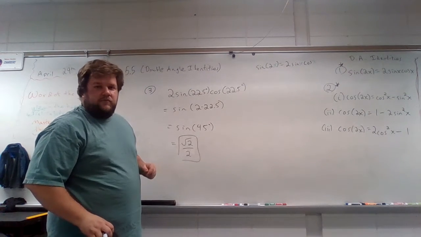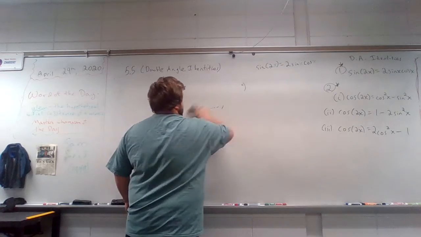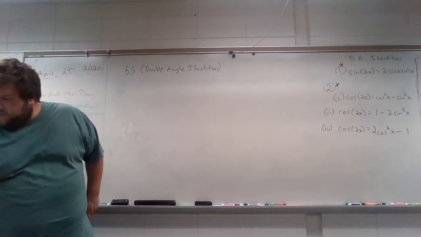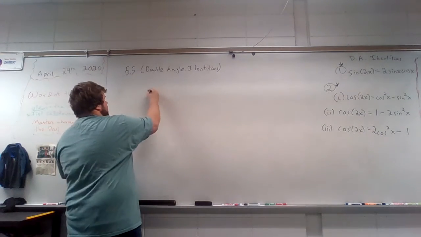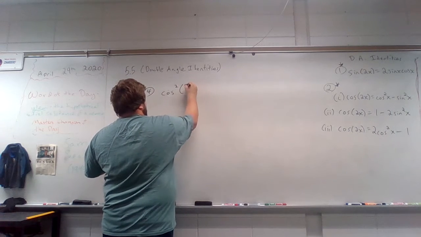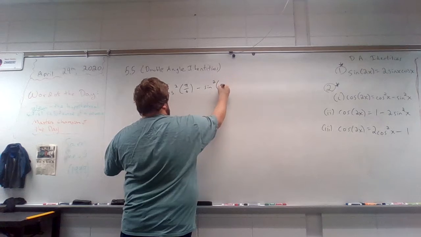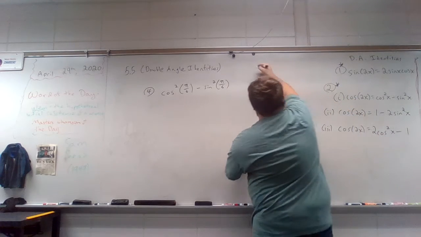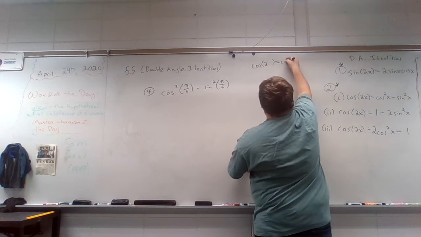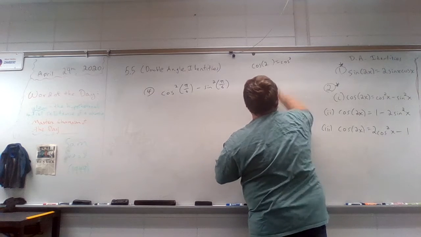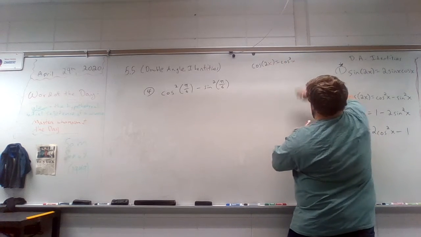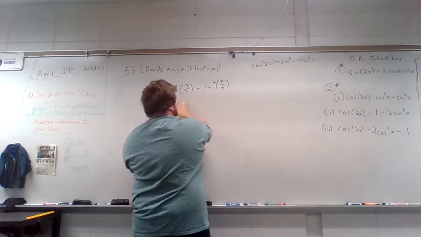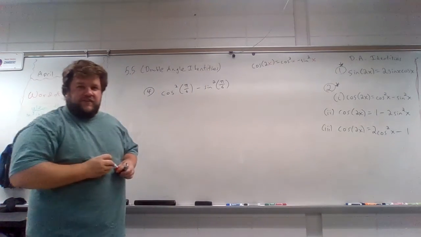Let's look at another one. What about if we were doing, let's say, cosine squared of pi over 6 minus sine squared of pi over 6? Well, you can see there we're really using this identity here. Cosine of 2x is cosine squared x minus sine squared x. Okay, so I hope you recognize that this is the same as this right-hand side. X is pi over 6.